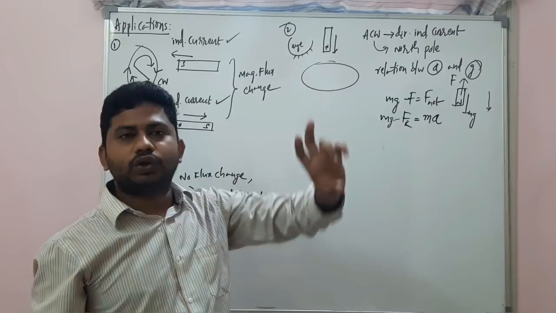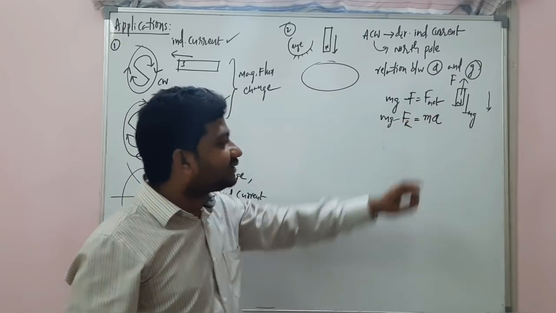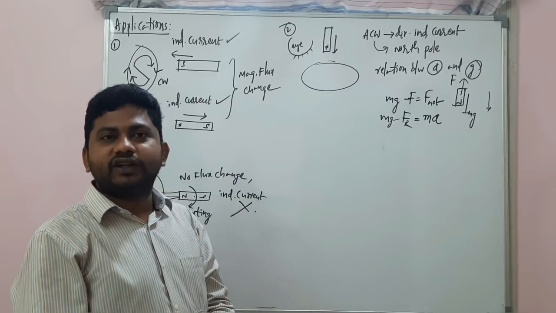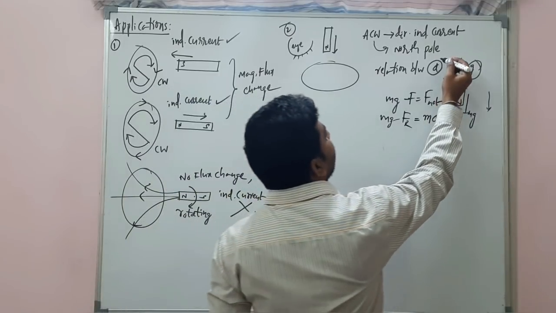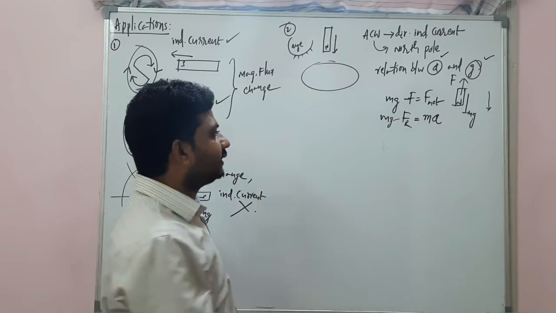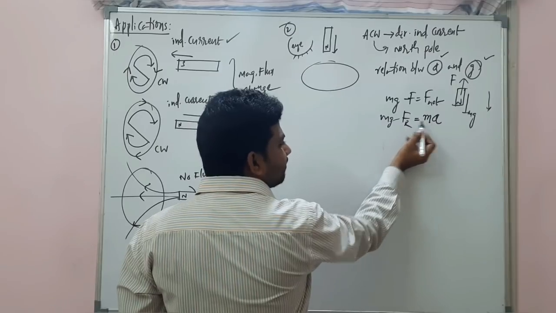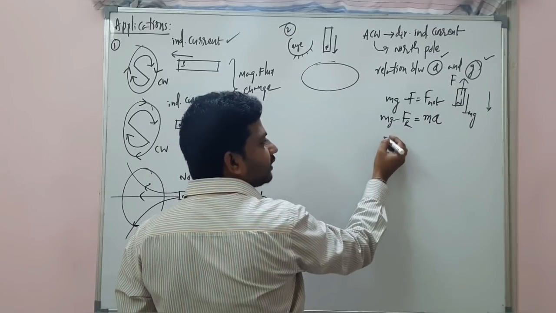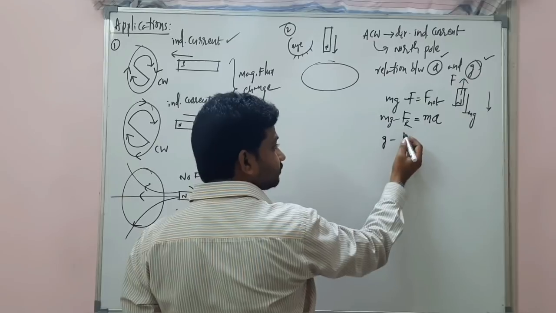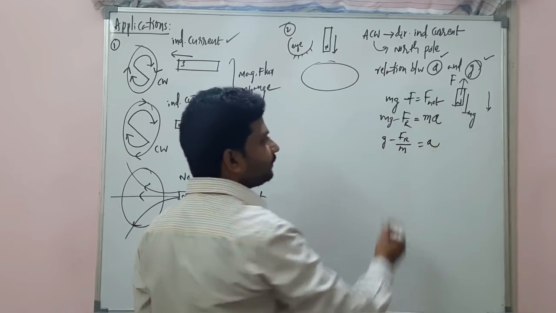We know force is equal to mass into acceleration. That force is the net force. Net force is mass into acceleration. Our aim is to find the relation between the acceleration of the magnet and g, the acceleration due to gravity. So dividing the left-hand side by m, it will be g minus the repulsion force by m, which is equal to a.